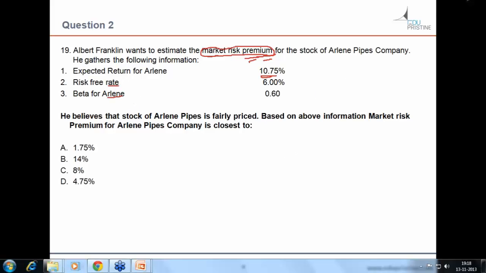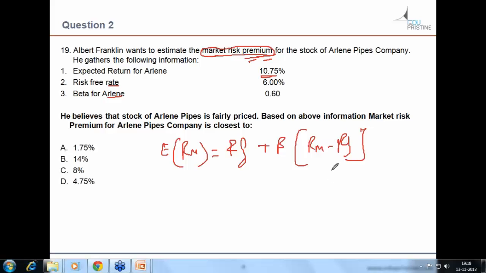So I think it's very simple. It's to calculate, take it this way: the expected return on the market. Risk-free rate plus beta into return on market minus risk-free rate. What is this? The market risk premium.